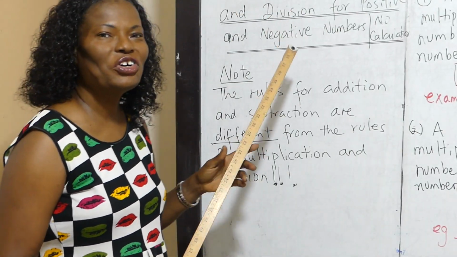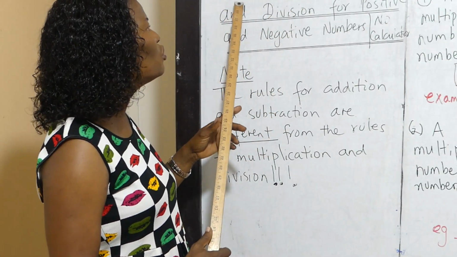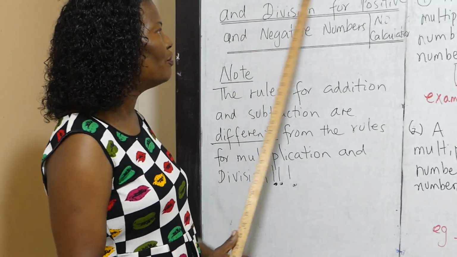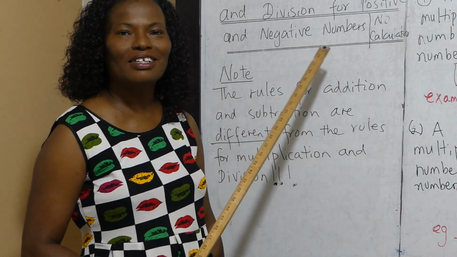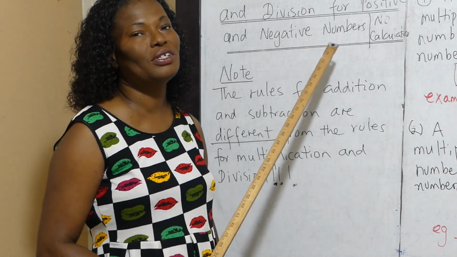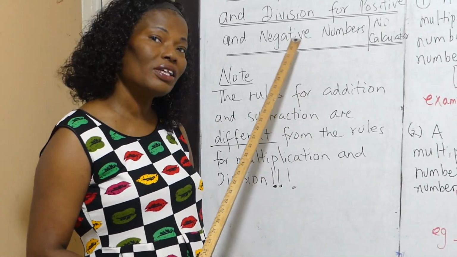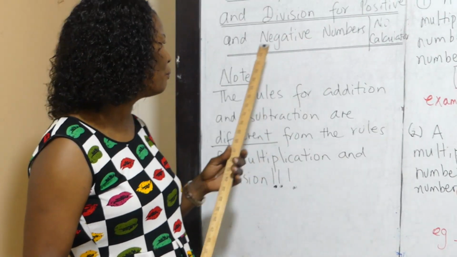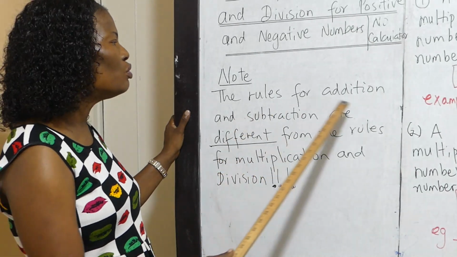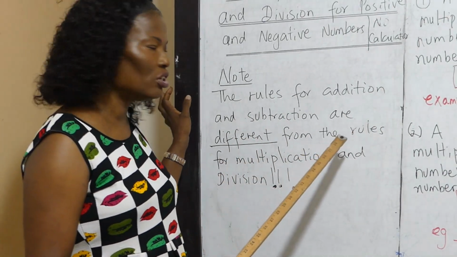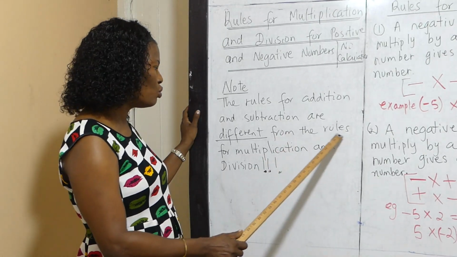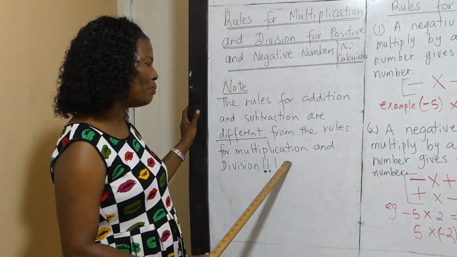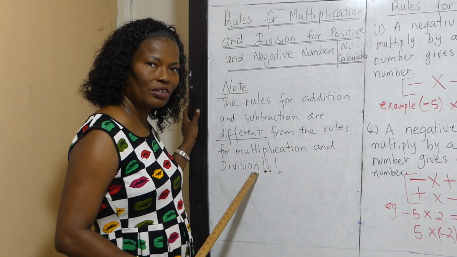Okay, so our topic for today is rules for multiplication and division for positive and negative numbers, and this time you're not using any calculator, so you have to learn these rules by heart. Note the rules for addition and subtraction are different from the rules for multiplication and division.